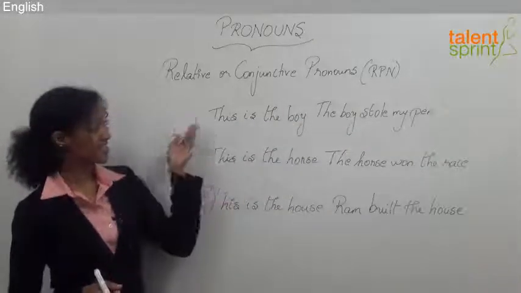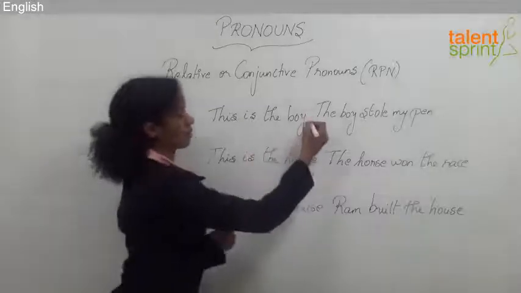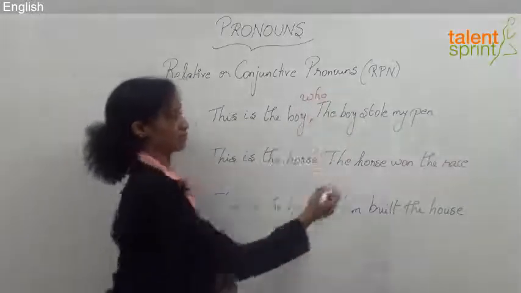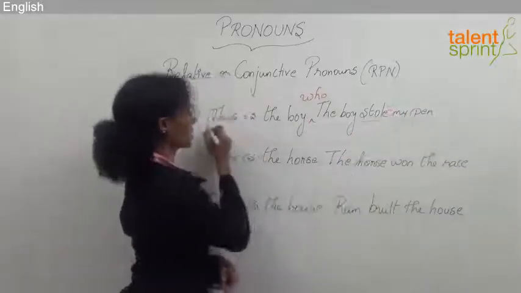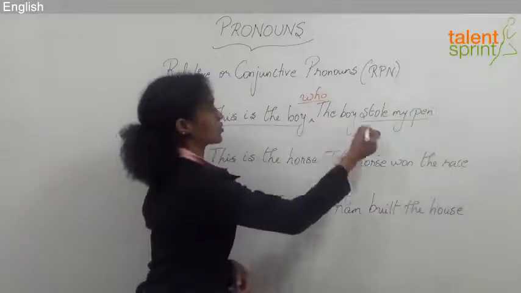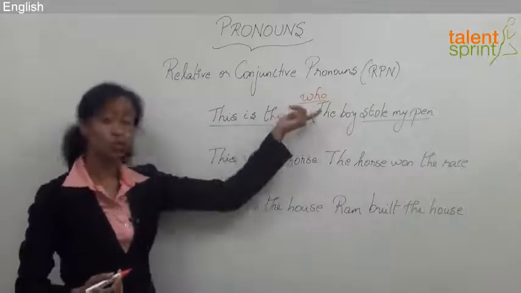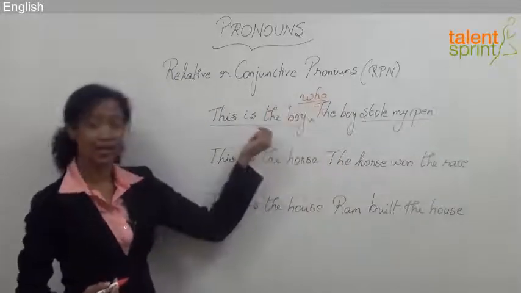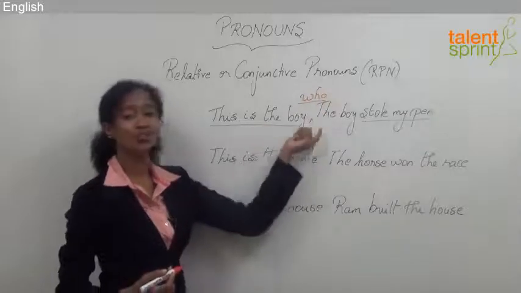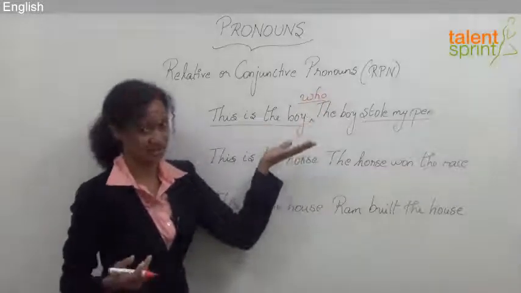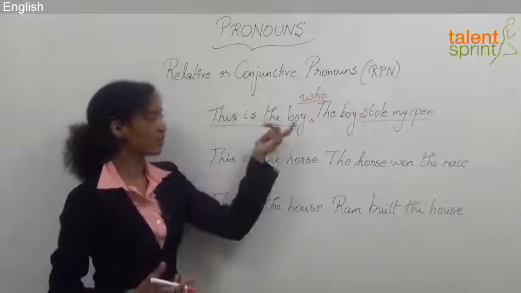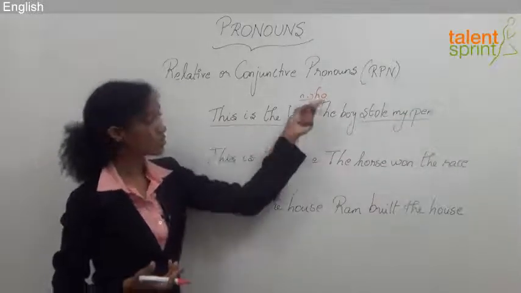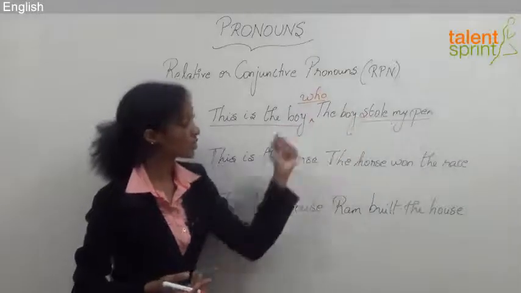So now I'm going to say, this is the boy who stole my pen. This is the boy who stole my pen. So here, who acts as the pronoun, right? And it also combines these two statements, acting like a conjunction. So it does the function of a pronoun and it also does the function of a conjunction. Who refers to the boy who stole the pen.